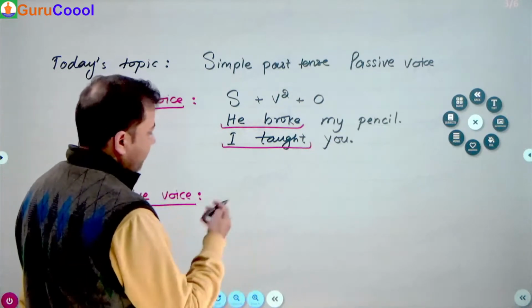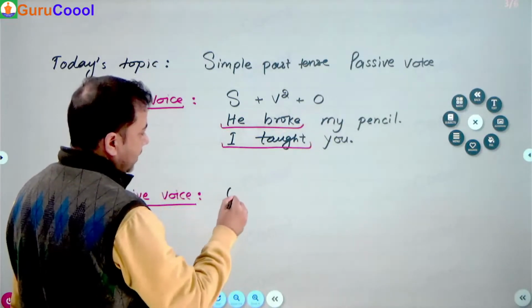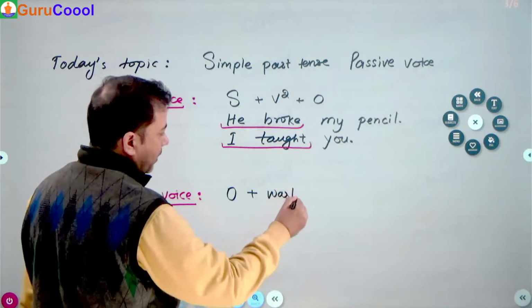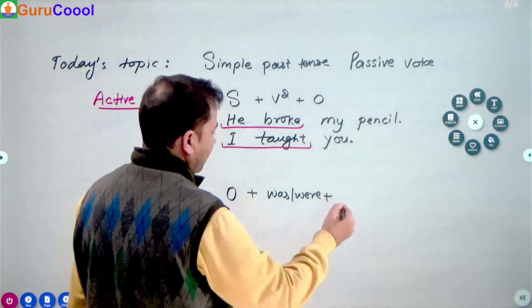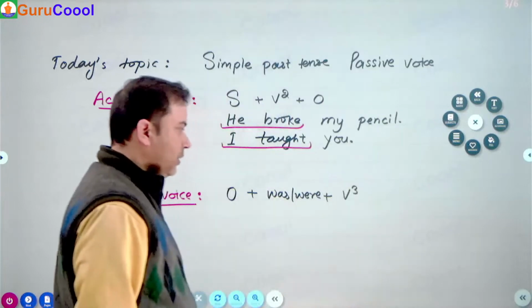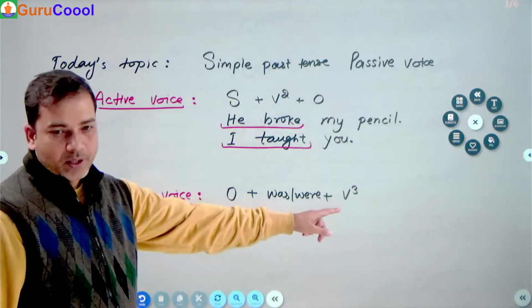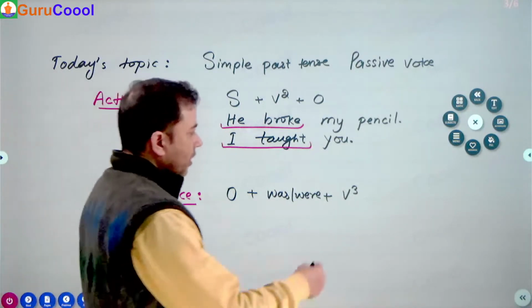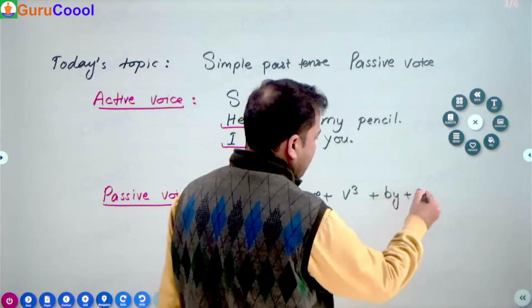Passive voice. We write the object first. In passive voice, we write the object first, then we write was or were, and then we write V3, the verb third form. I told you yesterday, in passive voice, we always use V3. After that, if you want, you can use by plus subject.